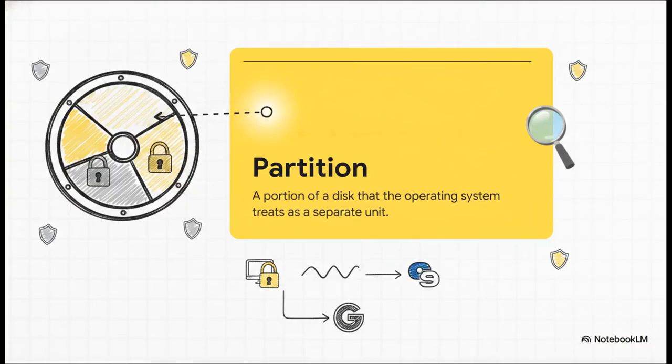Now let's step one layer deeper into the fortress. We're moving from protecting the entire massive building to securing specific, separate rooms inside it. As we know, a partition treats a portion of a disk as a completely separate unit. But from a cryptographic standpoint, the real value here is intentional compartmentalization. Users can encrypt specific partitions completely independently from the rest of the operating system. And that allows for highly targeted security protocols on shared physical drives.